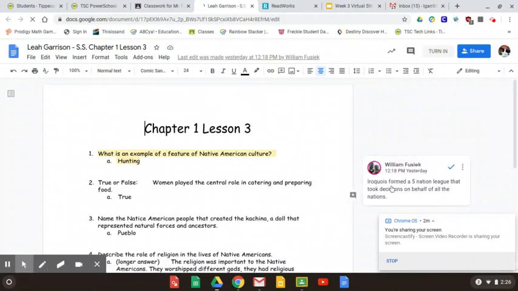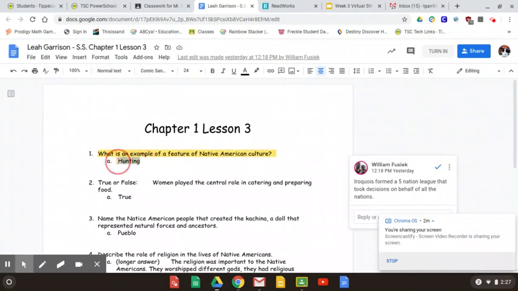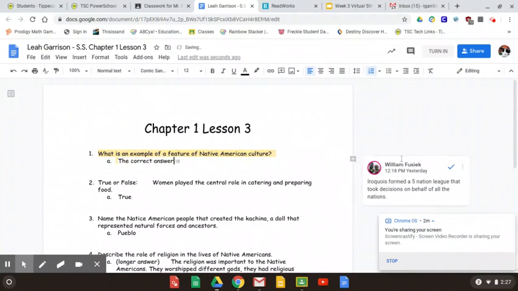And then this is the correct answer, that the Iroquois formed a 5-nation league that took decisions on behalf of the nations. So what she needs to do is go back, highlight her incorrect answer, type in the correct answer, and click the plus or check button, and that will mark it as resolved. It'll turn back into me when she hits Turn in, and then she will get regraded for a better grade.